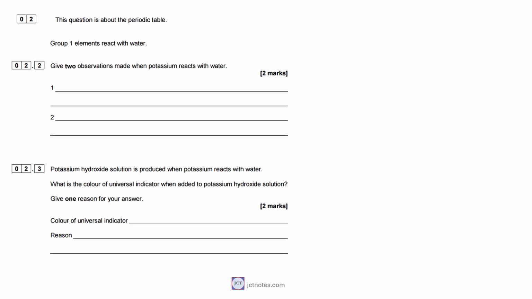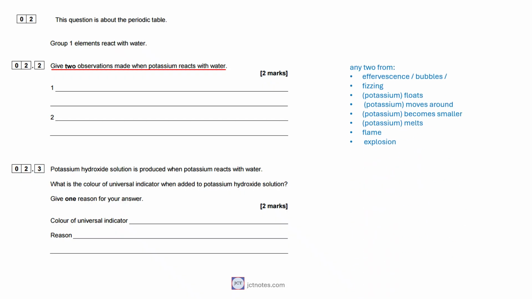In question 2.2, we need to give 2 observations made when potassium reacts with water. When you drop potassium into water, it reacts violently. It melts into a ball, floats, and moves around very quickly on the surface. It also ignites with a characteristic lilac flame, fizzes rapidly, and quickly disappears, sometimes ending with a small explosion.